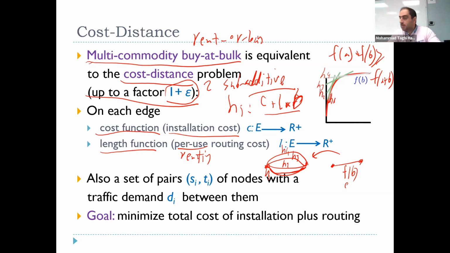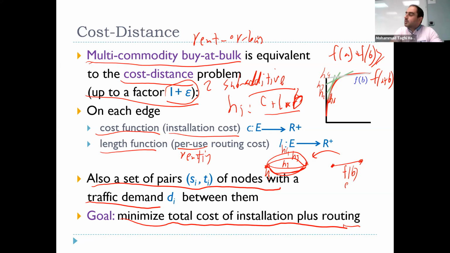So what is the problem? In some sense, we went there, and then we came to this problem. So what is the problem again? You are given a set of pairs S_i, T_i with a demand traffic D_i between them. And the goal is to minimize the total cost of installation plus route.